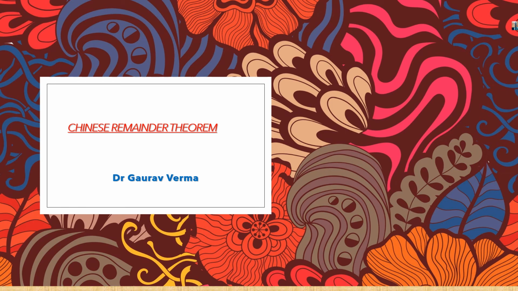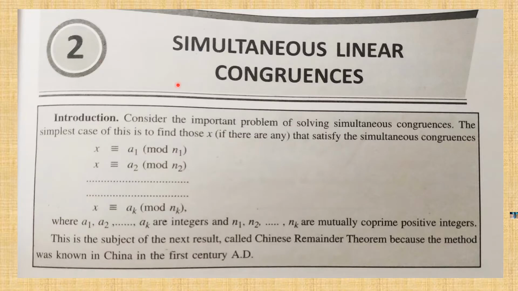Hello dear friends, in this video we will learn about the famous theorem of mathematics, the Chinese remainder theorem. Now we are going to start. This Chinese remainder theorem is very useful to solve simultaneous congruences.